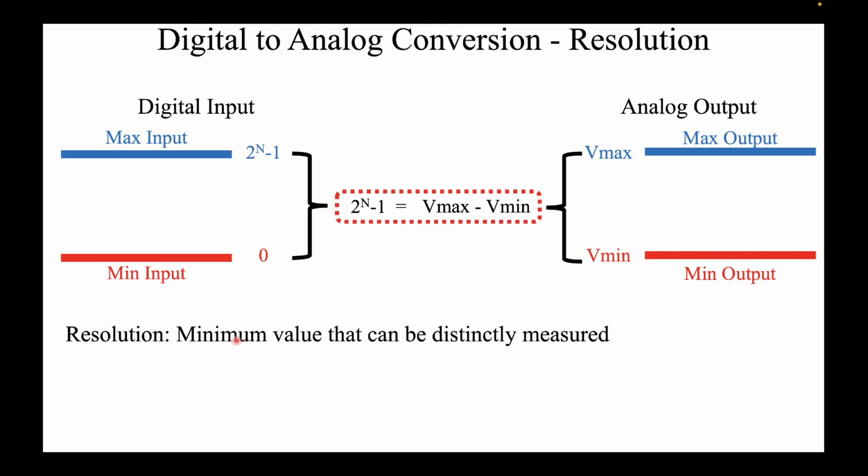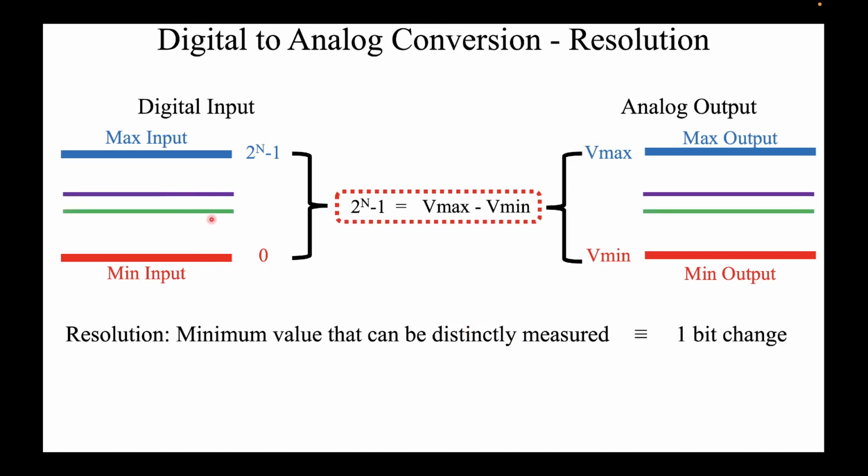So, what is a resolution? Resolution can be defined as the minimum value that can be distinctly measured. The keyword is distinctly. Below this, you cannot measure it accurately. That clearly means a jump of 1 bit. So, let's say its value was 0001. Next would be 0010. This is a jump of 1 bit.